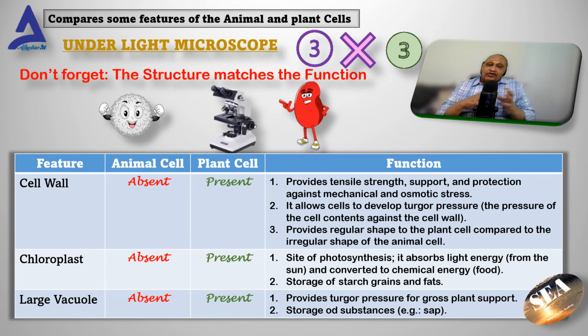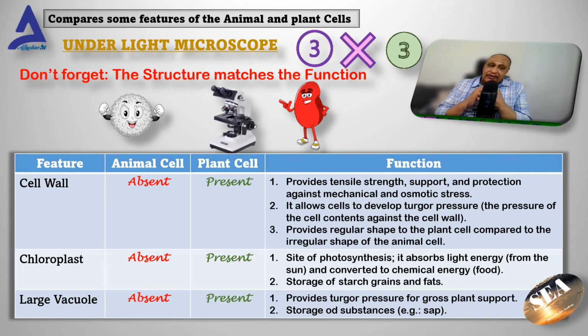Chloroplasts are also absent in the animal cell and present in the plant cell. It is the site of photosynthesis, which absorbs the light energy from the sun and converts it into chemical energy. That means it is converted into food. Also, it is the site where the storage of starch grains and fats takes place.